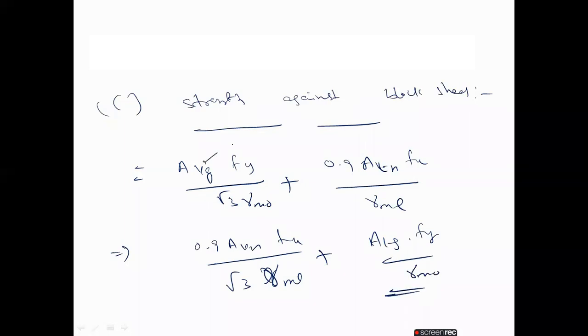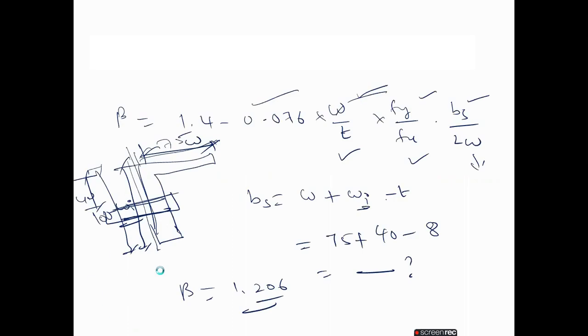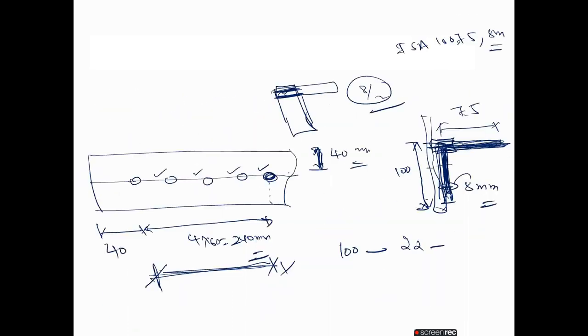Here you see Avg and Avn, this failure will occur in the shear, and Atn and Atg will occur in the net area. This value is denoted as Tdb. So now we will calculate the Avg, Avn, Atg and Atn values. I will show the diagram here for your better understanding.